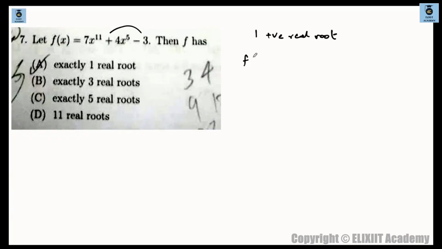Now we see what is f of minus x. f of minus x is minus of 7x to the power of 11, minus of 4x to the power of 5, and minus of 3. Right? So here there is no sign change. All of them are minus. So there is no sign change at all, right? So there is no negative real root. So there is exactly 1 positive real root. So option A must be correct.